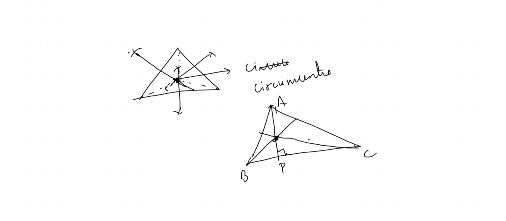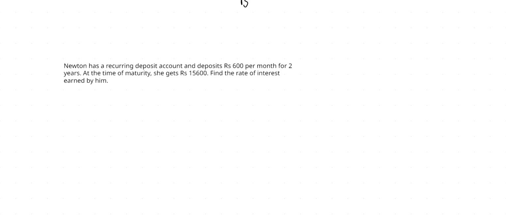Okay, let's move on to the next type of problem. We pick up something from banking. The question here is: Newton has a recurring deposit account and deposits rupees 600 per month for 2 years. At the time of maturity, he gets rupees 15,600. Find the rate of interest earned by Newton.